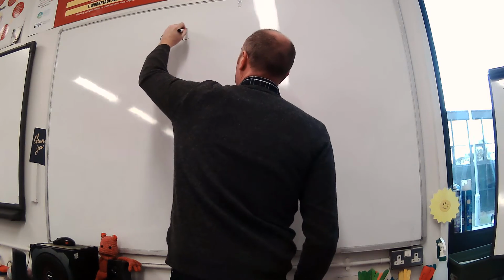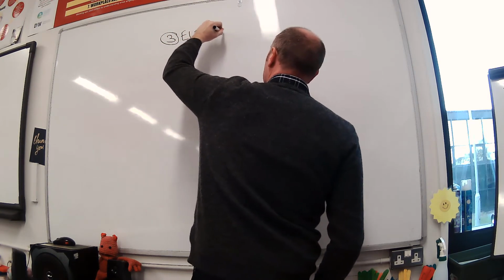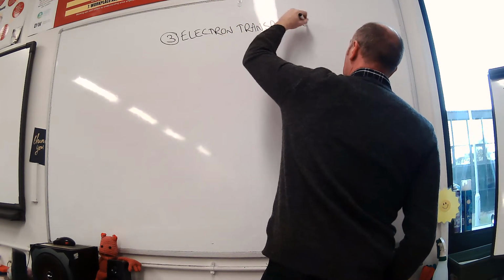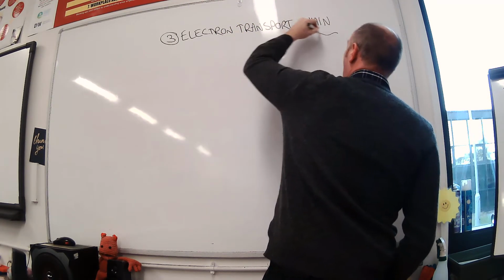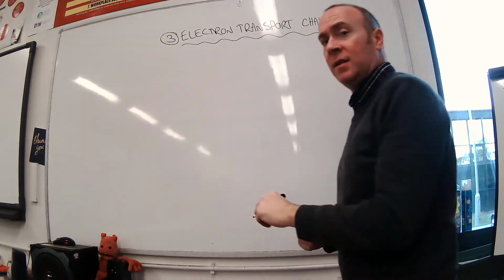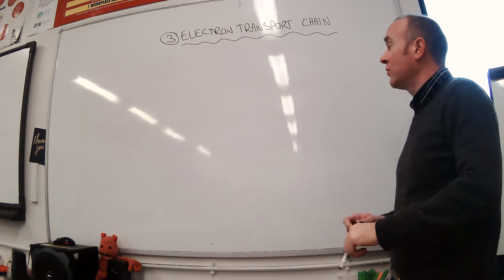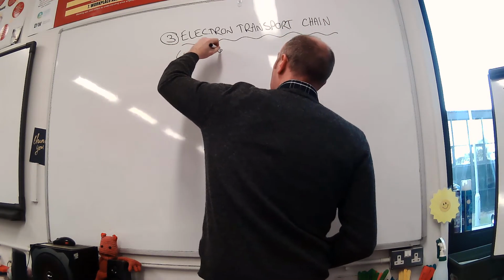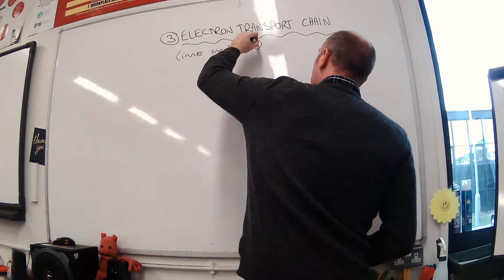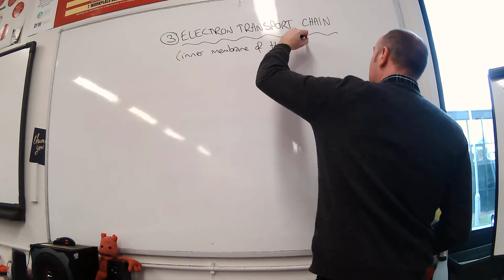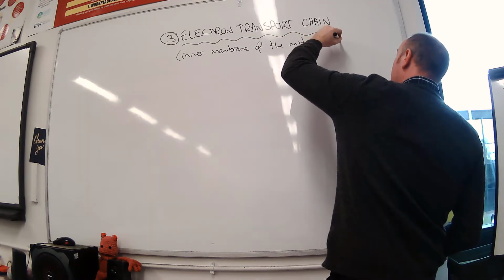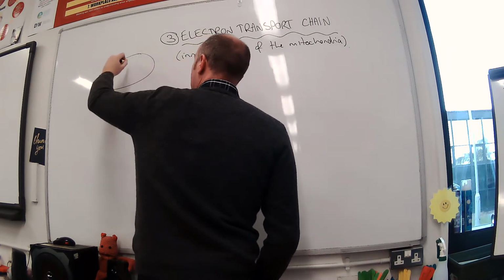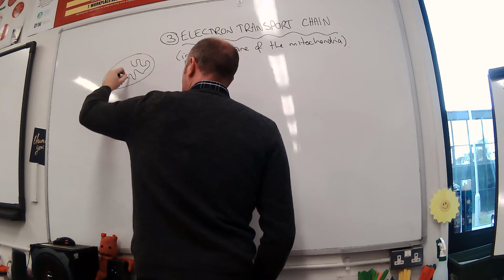Right, stage 3 is called the electron transport chain. Among other things that has to be said, but that's as good a line as any, electron transport chain, and that takes place on the inner membrane of the mitochondria. Okay, so again, just to remind you, here's the outer membrane, here is the inner membrane.